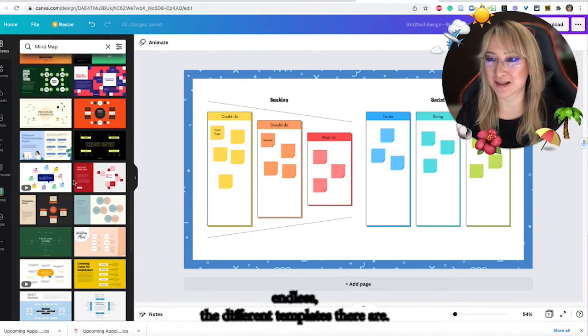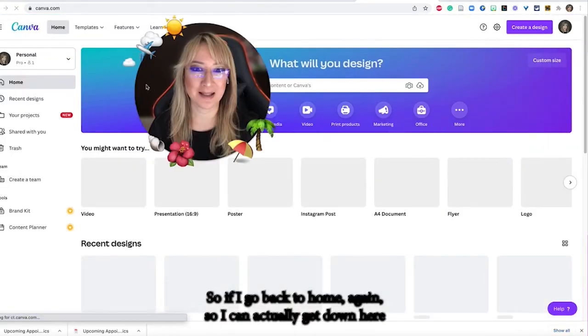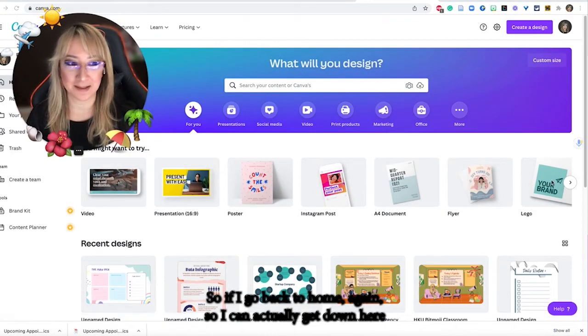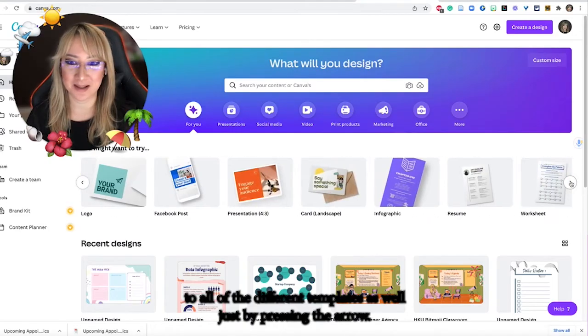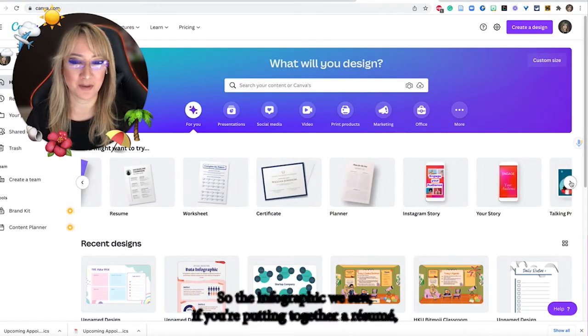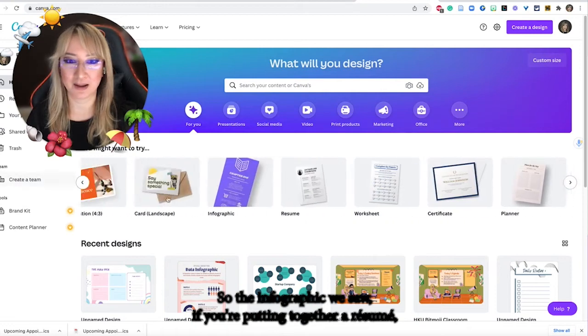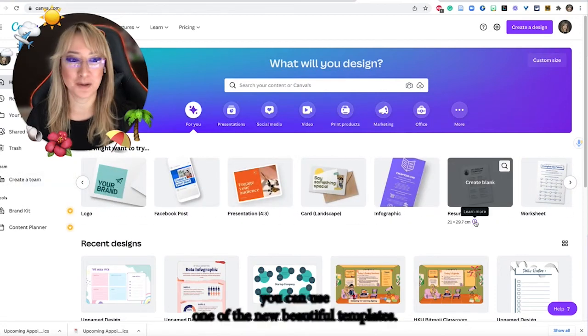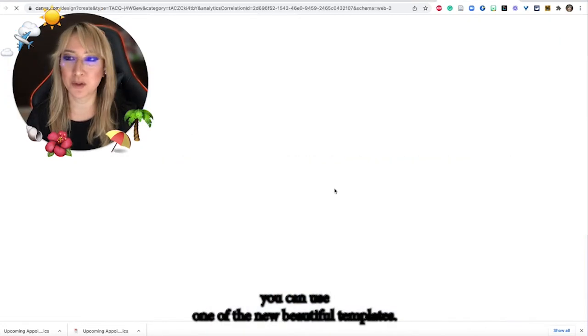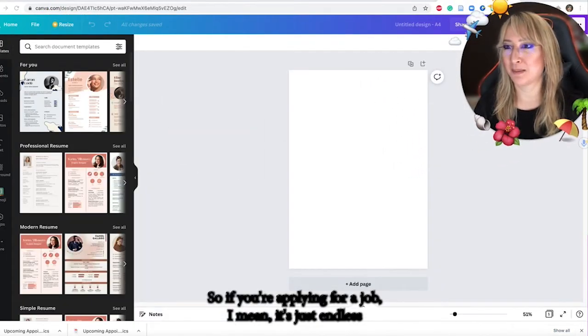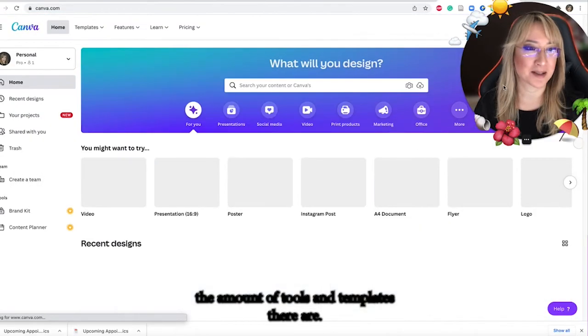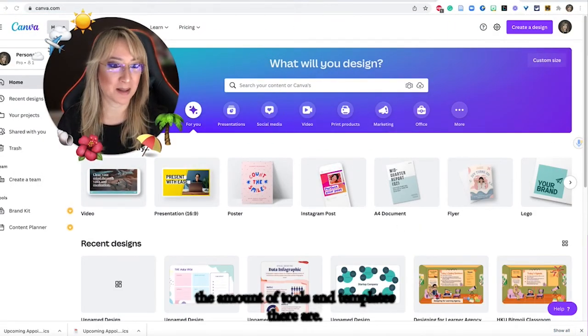It's just endless, the different templates there are. So if I go back to home again, I can actually get down here to all of the different templates as well, just by pressing the arrow. The infographic we saw, if you're putting together a resume, you can use one of their beautiful templates. If you're applying for a job, I mean, it's just endless, the amount of tools and templates there are.